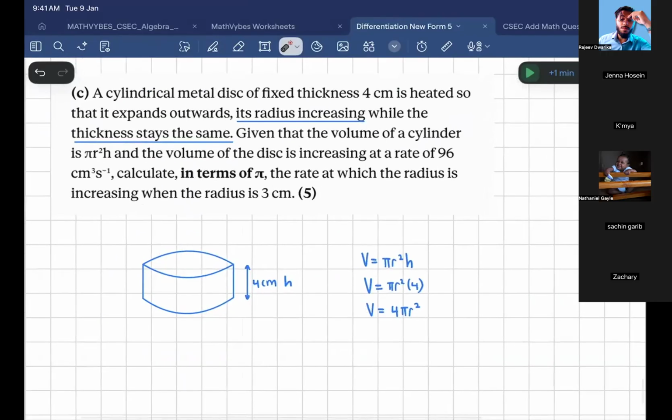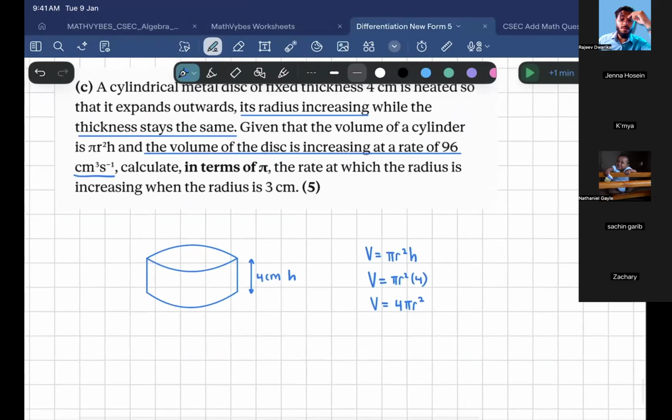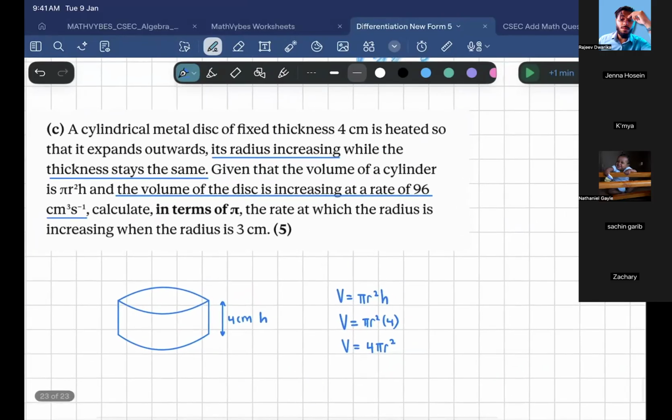Hold that thought. Then they're saying the volume of the disk is increasing at a rate of 96 centimeter cube per second. So what rate of change is that? That's dV/dt. Right? So they're giving us dV/dt, and that is 96 centimeter cube per second. All right? Yes, sir.